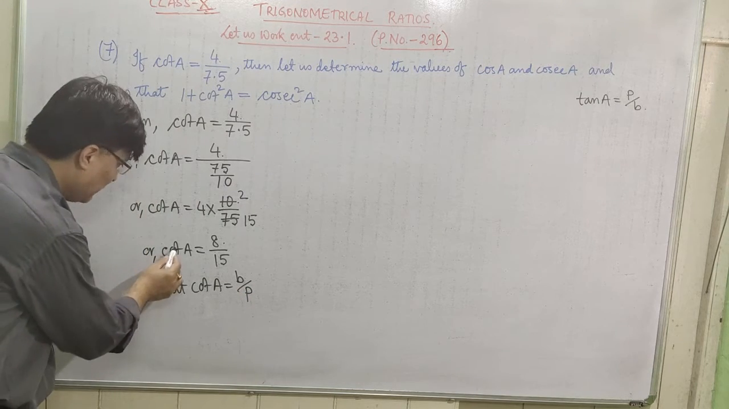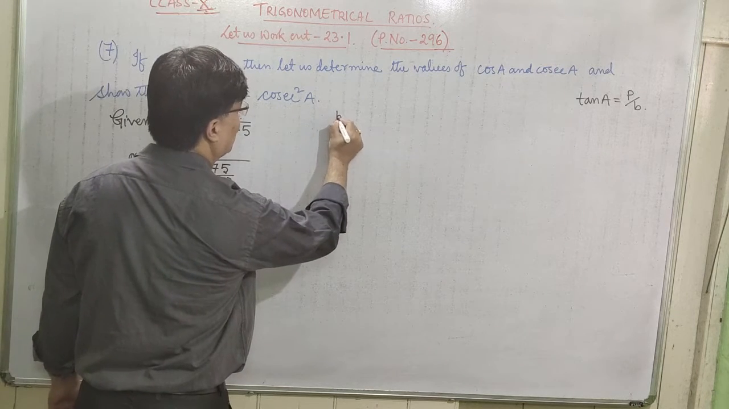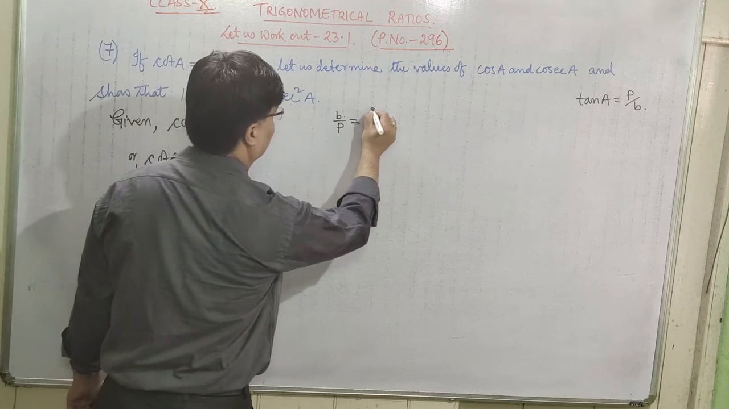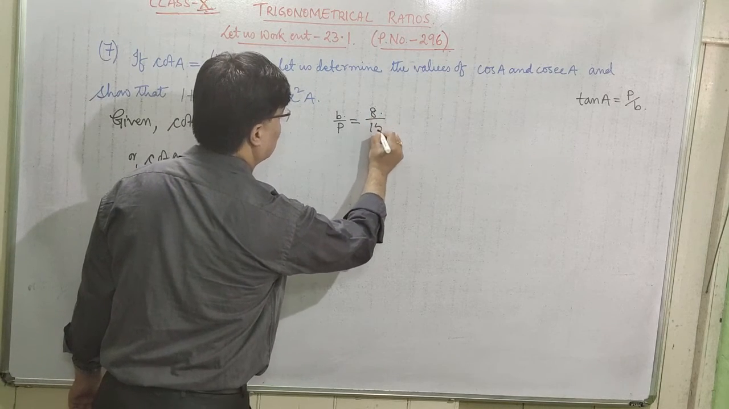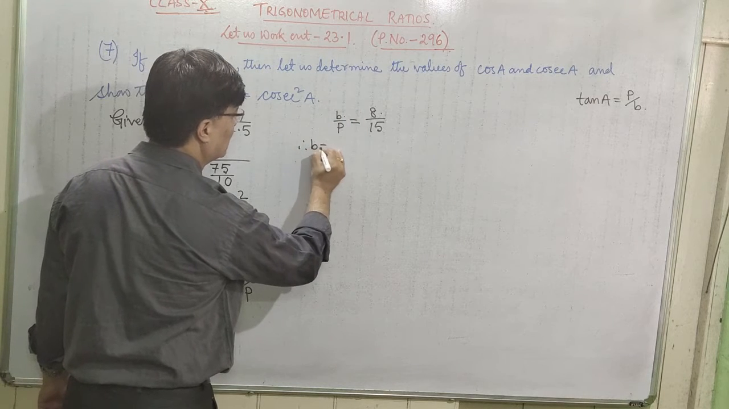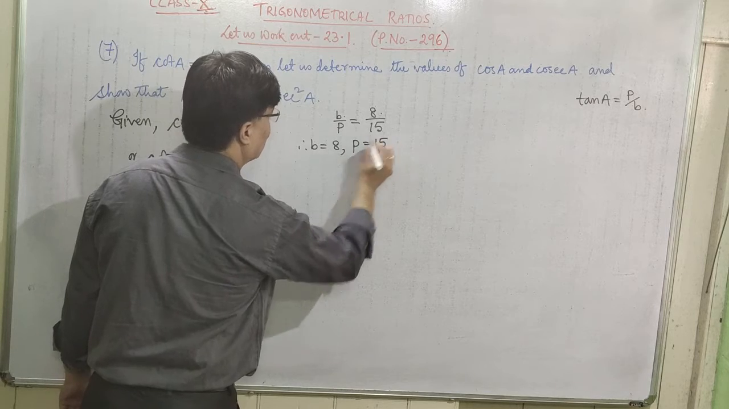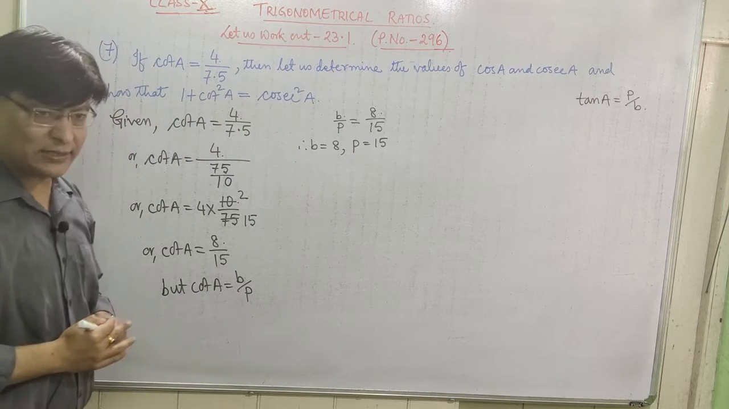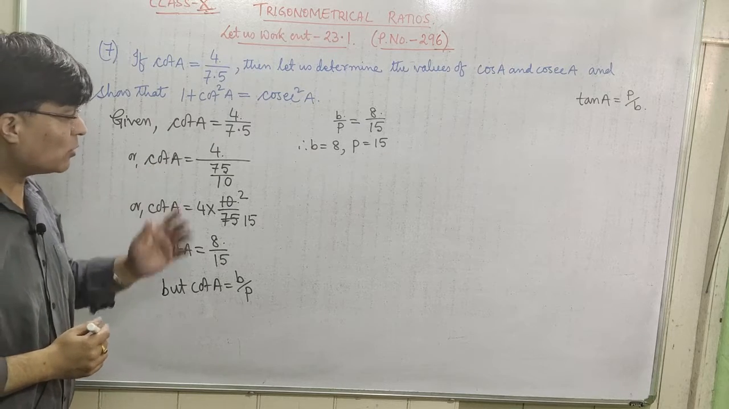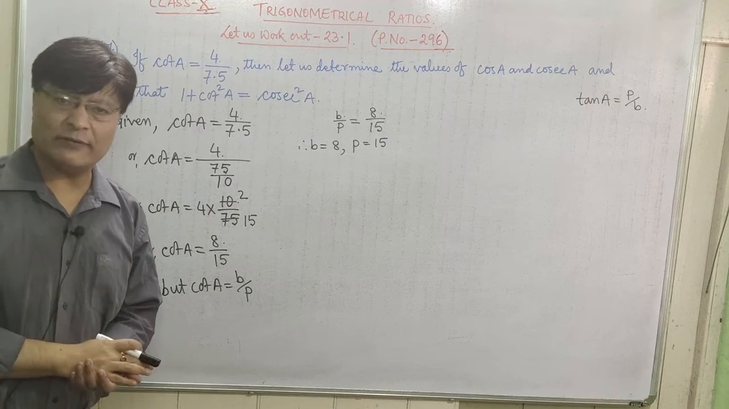So cot A is equal to base upon perpendicular, that is B by P. Now, if left hand sides are equal, right hand sides must be equal. That means B by P is equal to 8 by 15. This is your 8 upon 15. So now you can equate the numerator and the denominator. That is, B is equal to 8 and P is equal to 15. And what is the unknown quantity here? You have to get the value for H. How can you get the value for H?